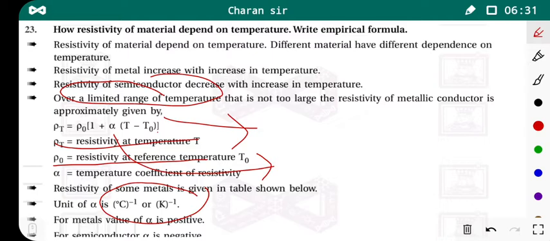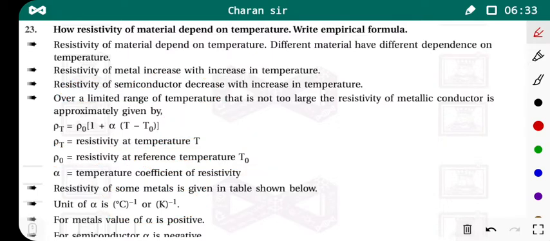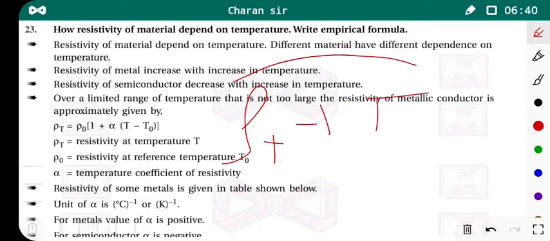Now we discuss the graph of rho T versus temperature. From that we conclude the nature of the graph of resistivity versus temperature. So we discuss that one.